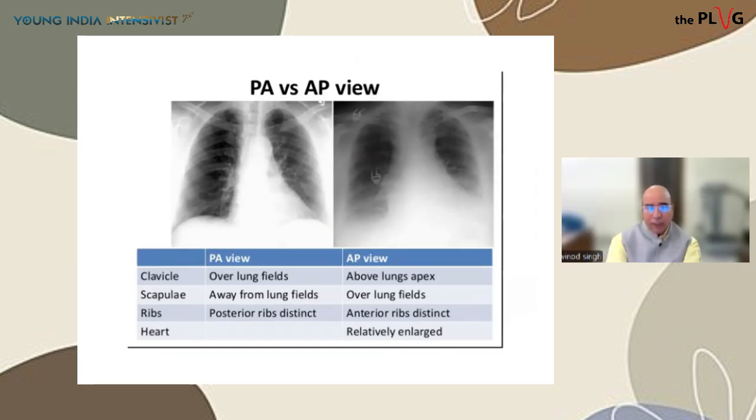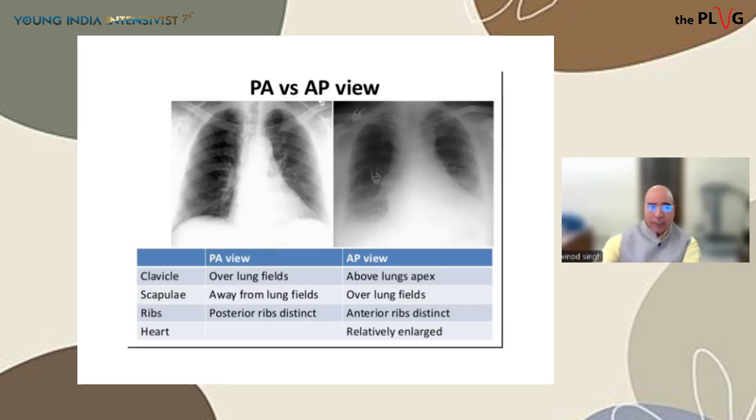Now, the clavicle: in the PA view, it is over the lung fields, and in the AP view, it is above the lung field. The most important structure is the bilateral scapulae. In PA view, they are always away from the lung field, and in AP, they are always over the lung field. The posterior ribs are very distinct in the PA view, and the anterior ribs are very distinct in the AP view. The heart is relatively enlarged in the AP view.